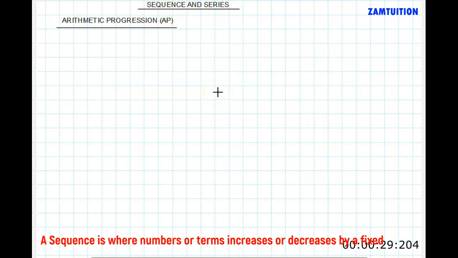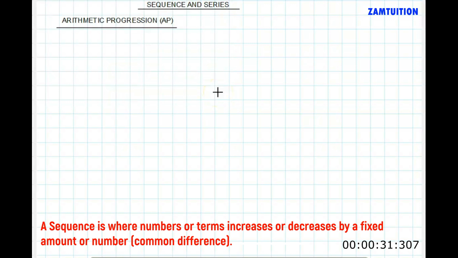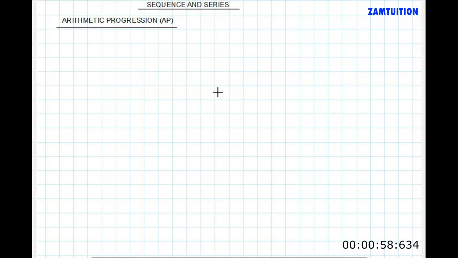So a sequence, this is a list in which terms increase by a fixed amount, which is a common difference. This is where numbers increase or decrease by a fixed amount, which is the common difference. That is what we call a sequence. It is also known as a series.